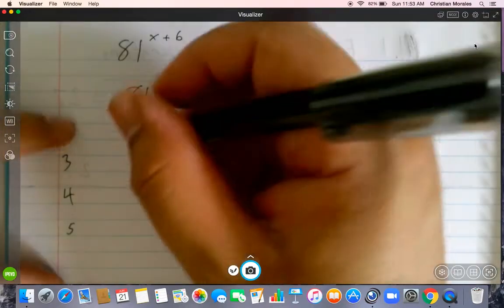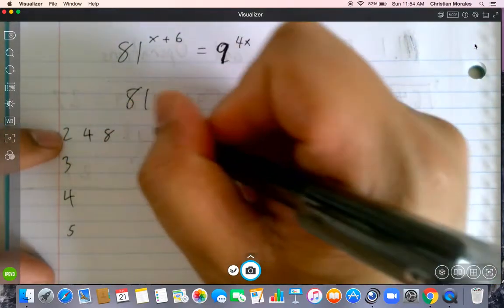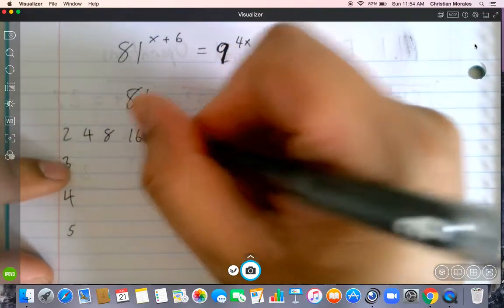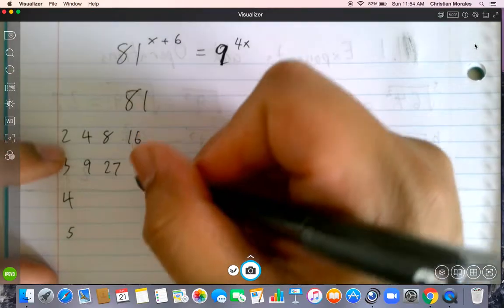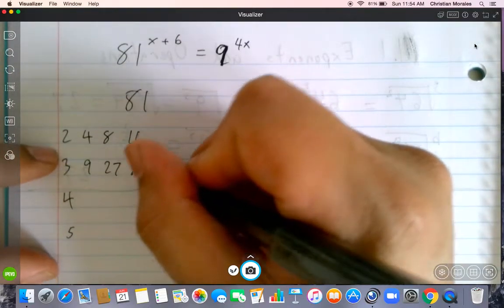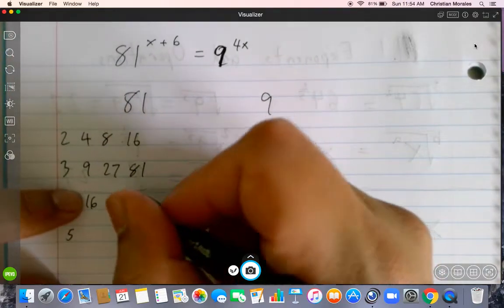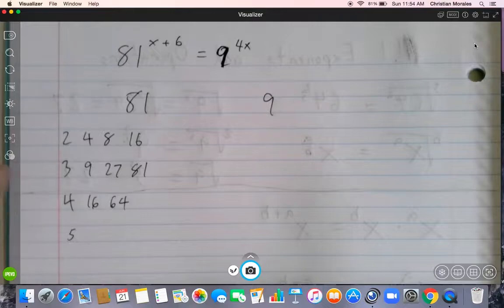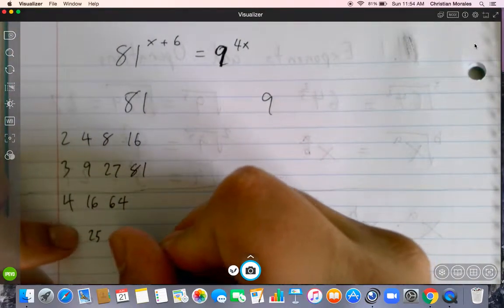So for example, 2 to the second power is 4, and then 2 to the third power is 8, and then 2 to the fourth power is 16. 3 to the second power is 9, 3 to the third power is 27, 3 to the fourth power is 81. So 4 to the second power is 16, 4 to the third power is 64, and then the other one is like 200 and something. I'm just losing track. 5 to the second power is 25, 5 to the third power is 125.